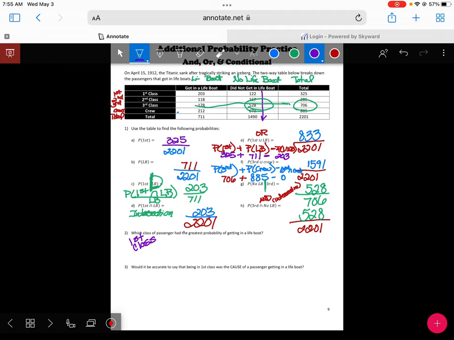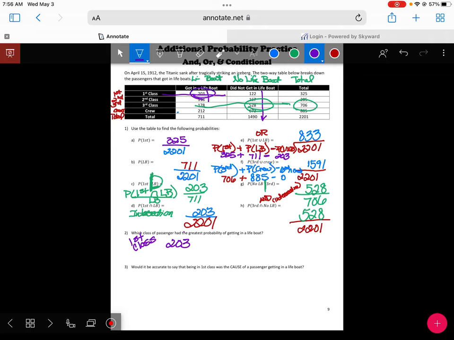Well, what number are you thinking? Let's talk about this. So for first class, what would you do? Find where lifeboat and first class intersect. Okay, so that gives you the number, right? That gives you the 203. So does everybody see in first class in a lifeboat, that is 203. Okay, first class and a lifeboat.